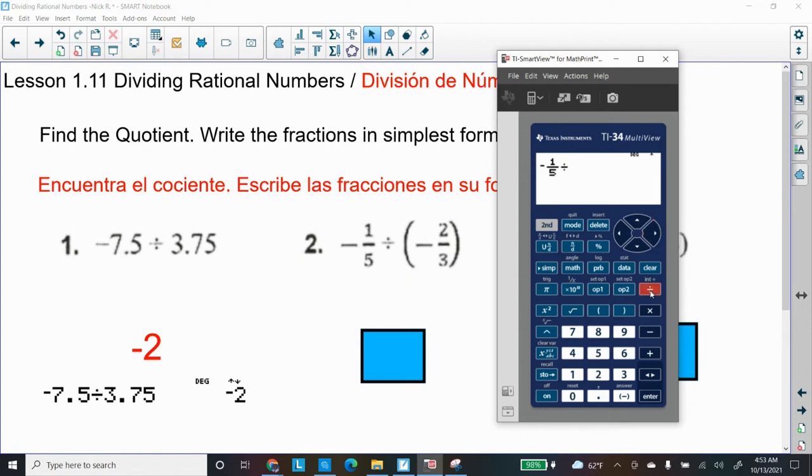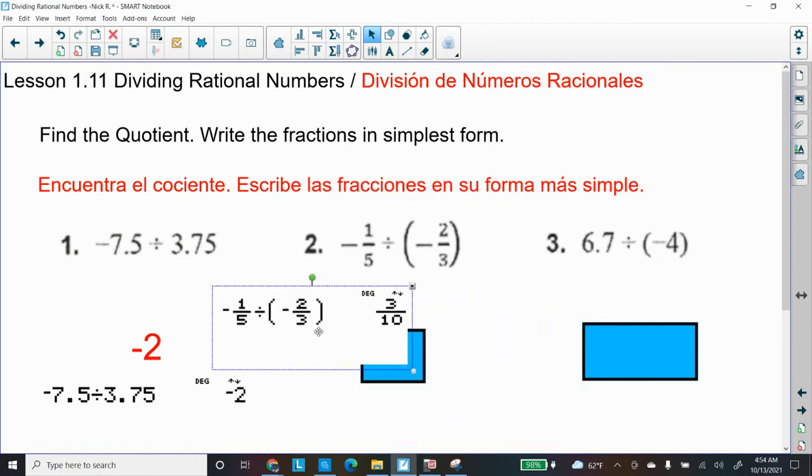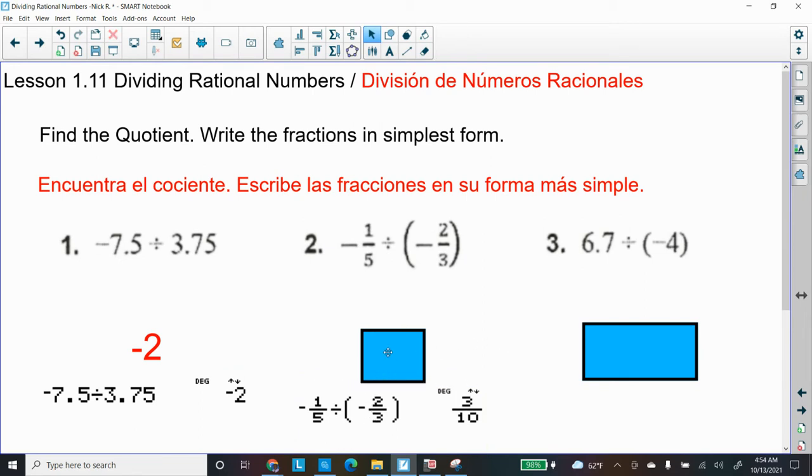So divided by, and put my parenthesis, negative, press my fraction button again, 2/3, move down, move over, and close my parenthesis, and I get 3/10. So what's nice about this calculator, it will simplify fractions for you. That's why I recommend it. Even though if you would have gotten 0.3, it will have to be changed to a fraction.